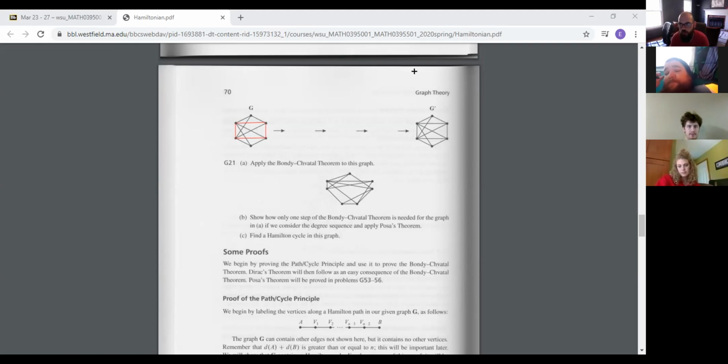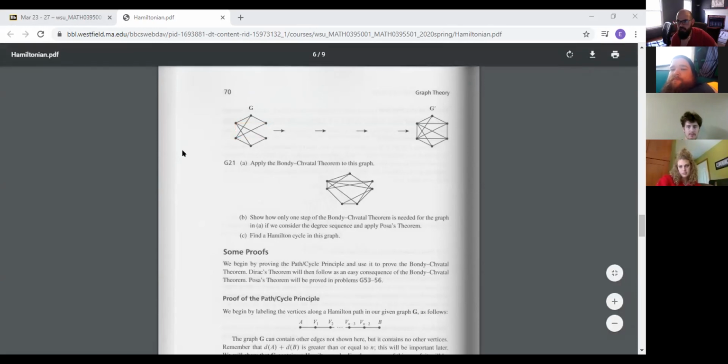Where's the Hamiltonian cycle in this one on the right? Pretty easy to find. Just the hexagon. They just go around the outside, there we go. Okay, so that made sense to you.